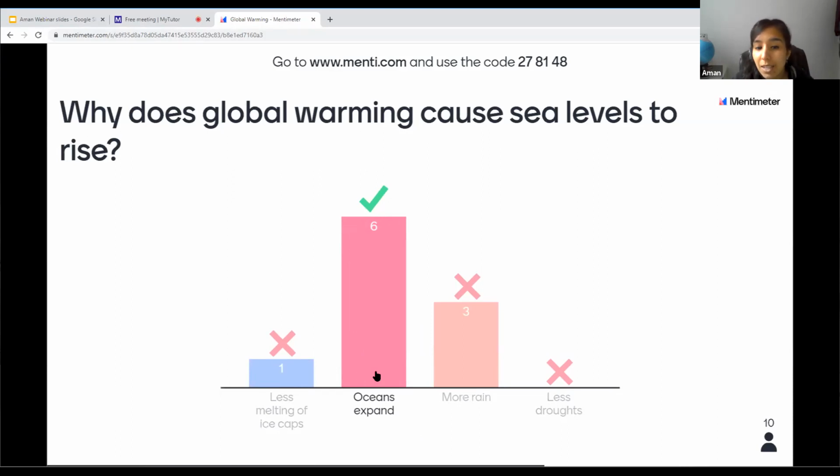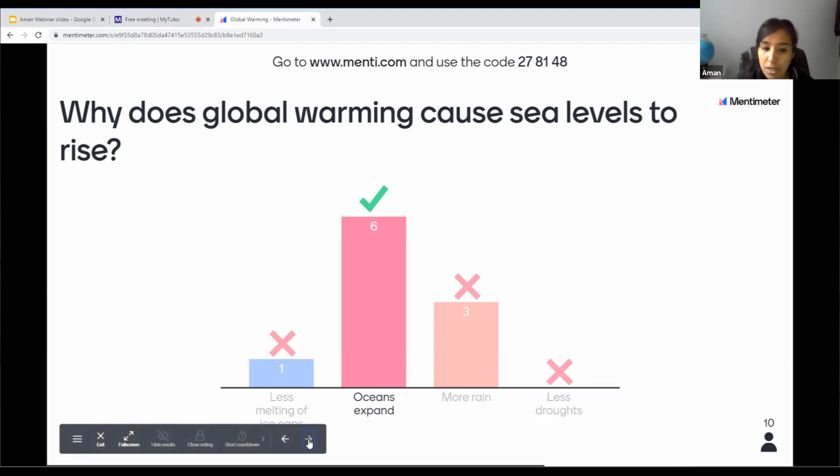The other thing is that as it gets hotter, liquids tend to expand, specifically water. So the oceans will expand, which again causes sea levels to rise. There is more rain, but that doesn't directly mean that the sea levels rise. So that doesn't affect the sea levels. And again, droughts is to do with dry weather, so that wouldn't affect the sea levels.